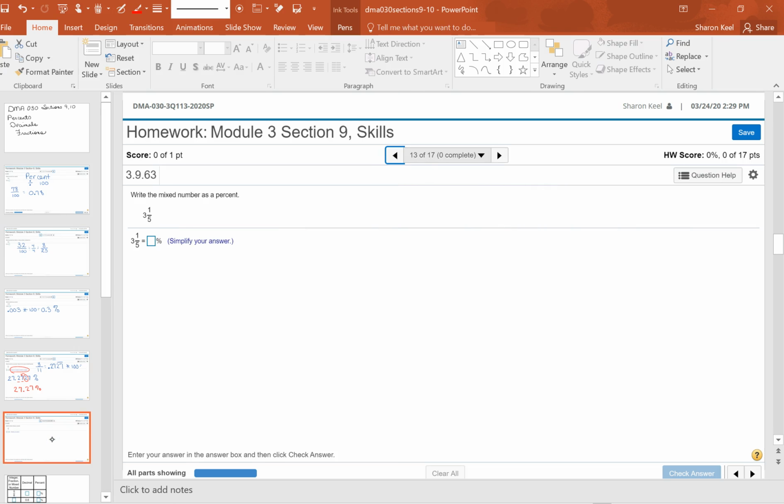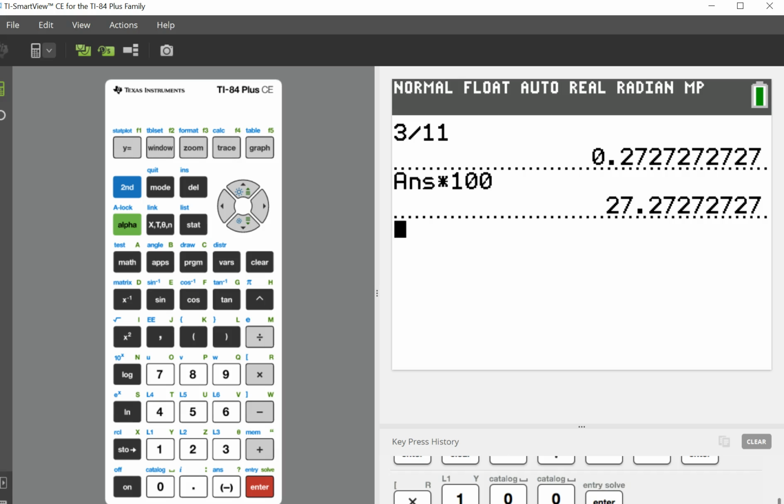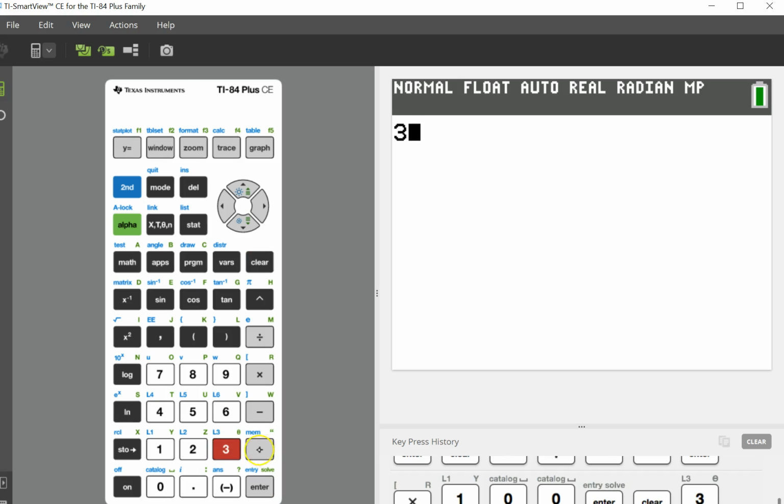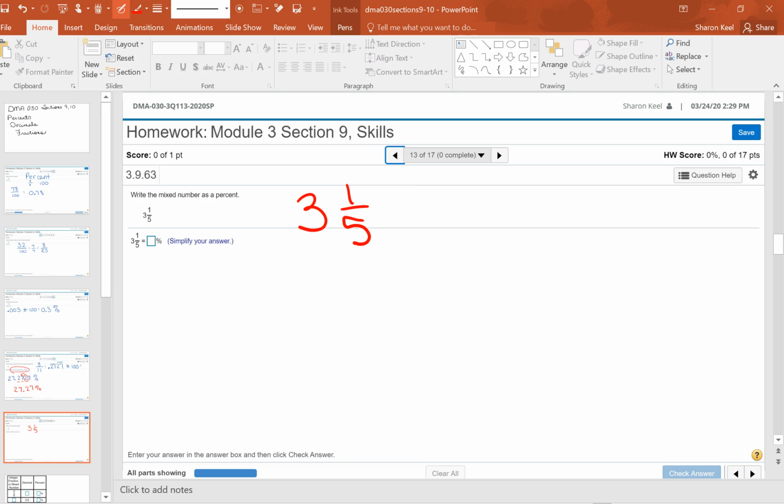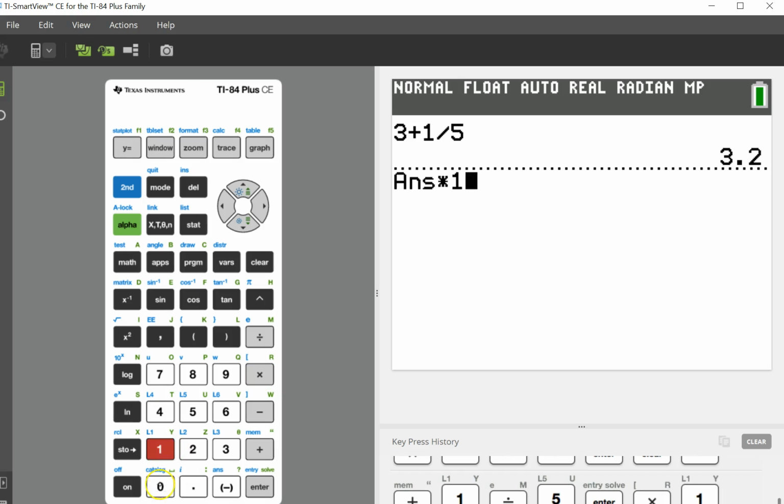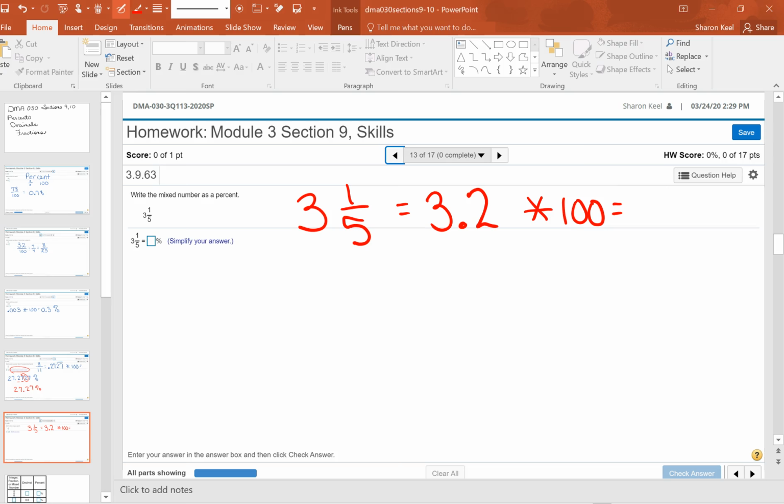Write the mixed number as a percent. So here we have 3 1/5. And if we want to write that as a percent, the first thing is we're going to make it a decimal. So using our calculator, we have the whole number 3 plus 1/5. That gives us 3.2. Now we're going to multiply that times 100, and that gives us 320. So we end up with 320%.